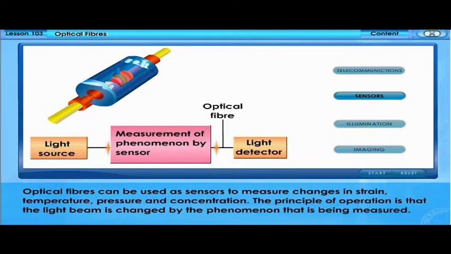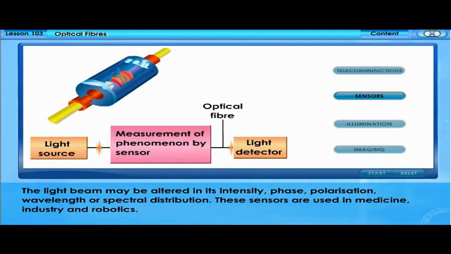Optical fibers can be used as sensors to measure changes in strain, temperature, pressure, and concentration. The principle of operation is that the light beam is changed by the phenomenon that is being measured. The light beam may be altered in its intensity, phase, polarization, wavelength, or spectral distribution. These sensors are used in medicine, industry, and robotics.